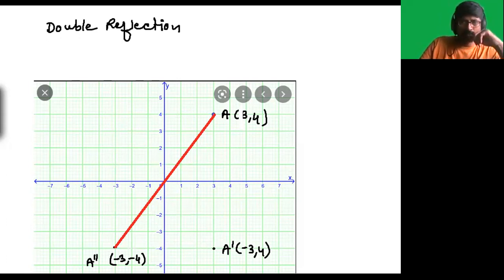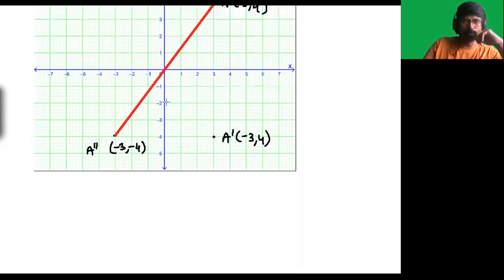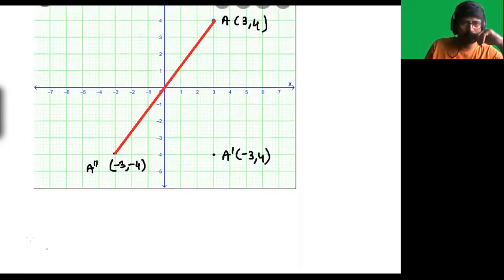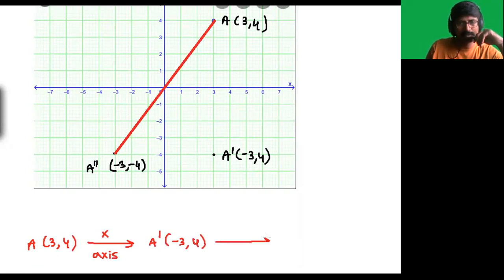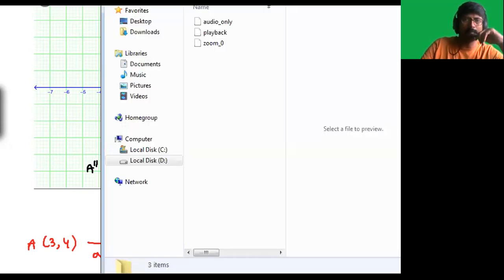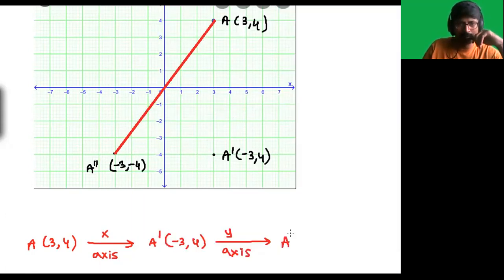What do you mean by single reflection or double reflection? I hope you understood. So A is 3 comma 4. When it reflects under x-axis, it comes to A prime. Please keep writing, guys, as minus 3 comma 4, and when it reflects under y-axis, it becomes A double prime. So that becomes minus 3 comma minus 4.